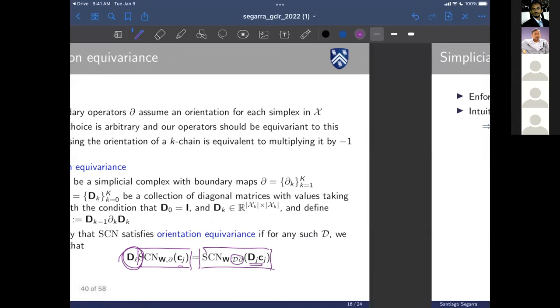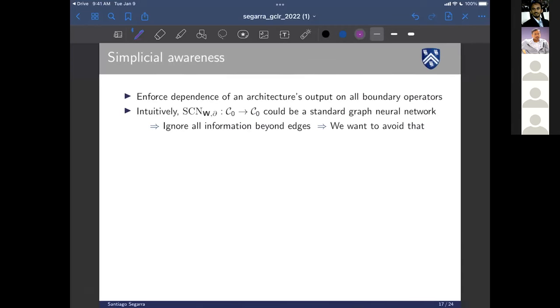And the third property that we want to promote is that of simplicial awareness. So this one is a little bit more tricky. So what do I mean by this? Think of a graph neural network as a simplicial complex network. You could have a very complicated simplicial complex, and then an architecture that focuses only on the graph skeleton of that, and it's a graph neural network. We don't want to think of that as being a very good simplicial complex network because it's completely ignoring this higher order information. So we say that a simplicial complex network is simplicial aware if it can extract information from higher order levels, if it is useful for the task at hand.